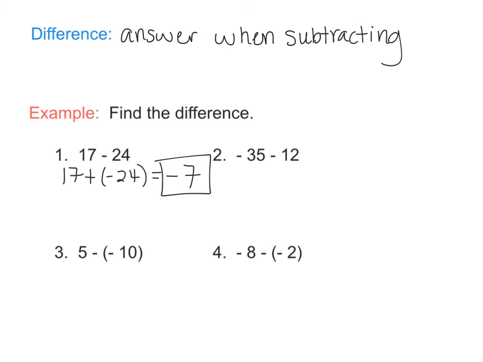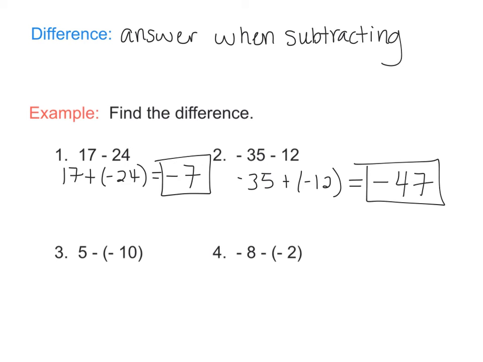On number 2, we can do a similar thing. So we have -35. We can rewrite this as addition of negative numbers. And here we have the same signs. So our answer is going to be negative since both digits are negative. And we are going to add them. So 35 plus 12 gives us -47.